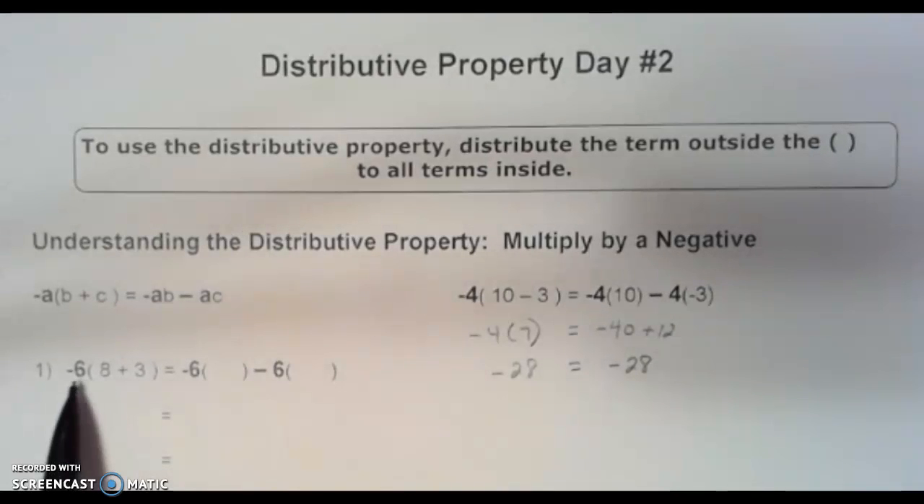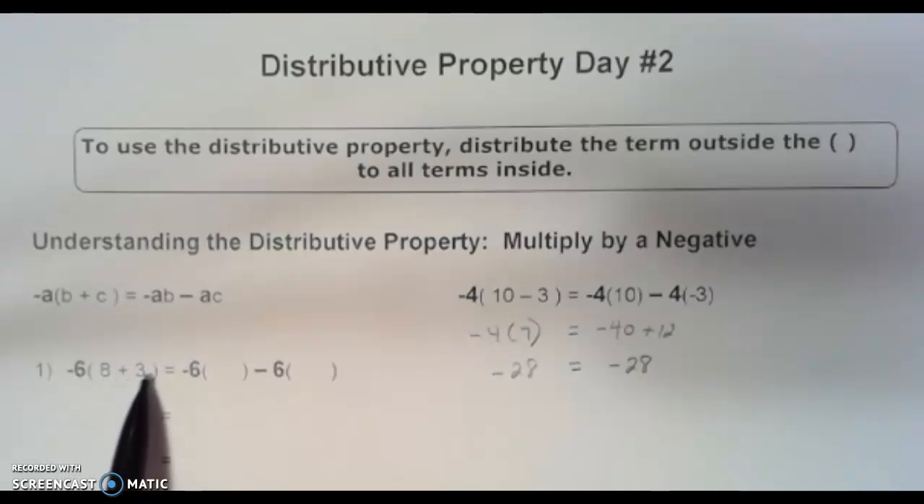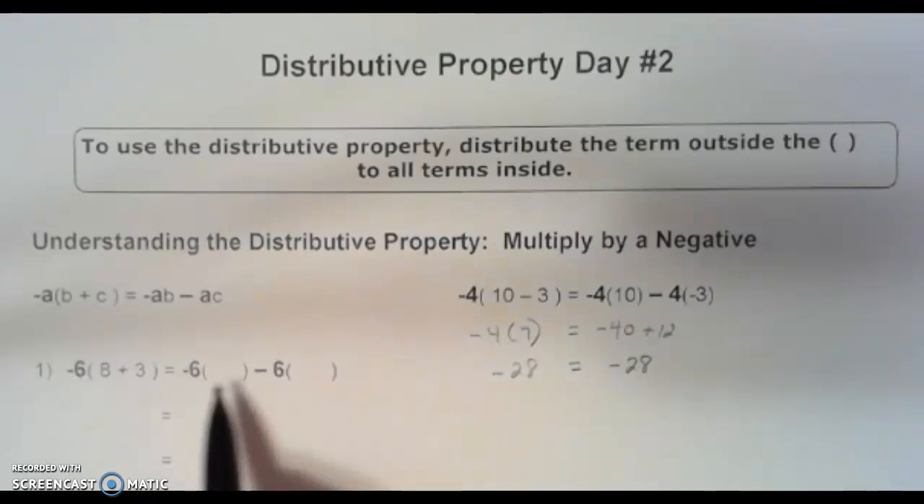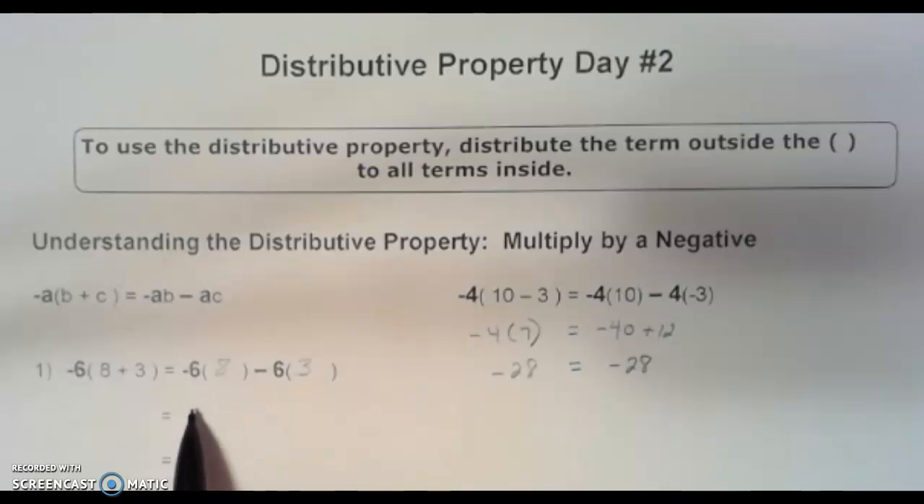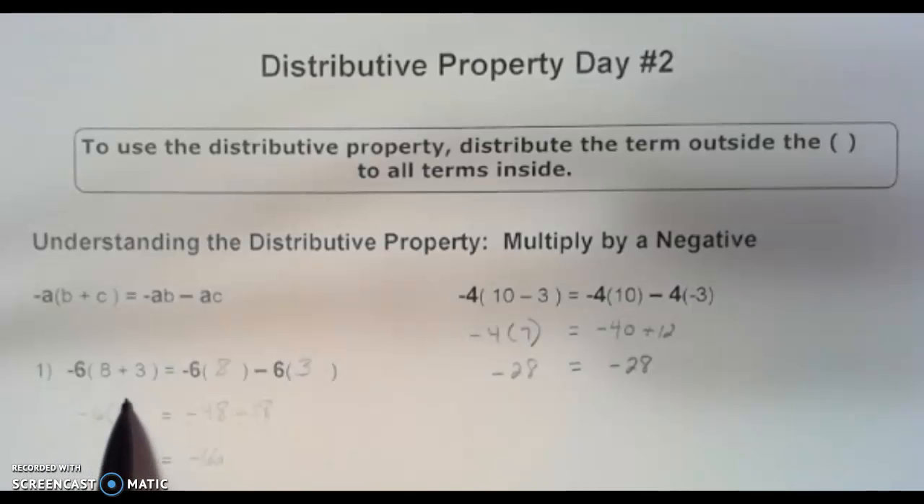Okay, so let's practice over here. Negative 6 is multiplying 8 plus 3. This is going to be negative 6 times 8 minus 6 times 3. And again, if we do this, this is negative 6 times 8, which is negative 48. This is negative 6 times 3, which is negative 18. Negative 48 minus 18, these are same signs, so I'm going to add them together, which is going to give me negative 66. And if I follow the order of operations over here, 8 plus 3 is 11, so this is negative 6 times 11, which is also negative 66.